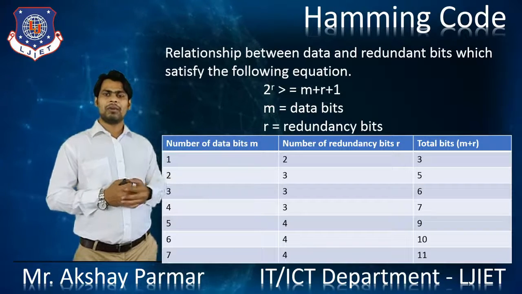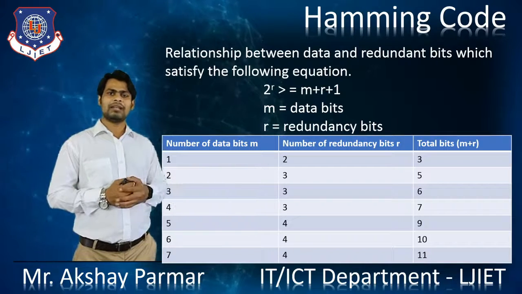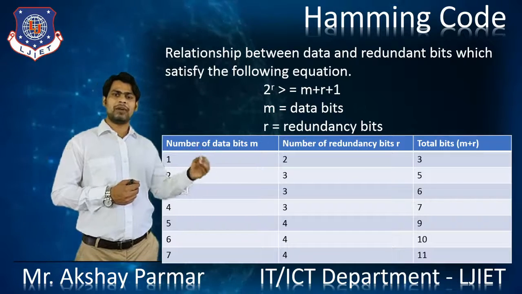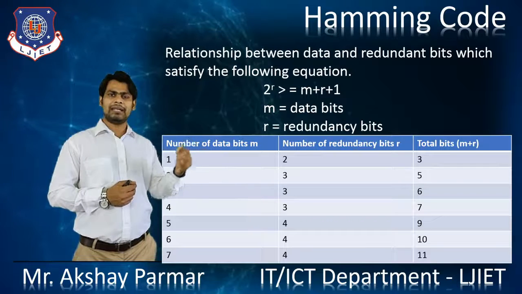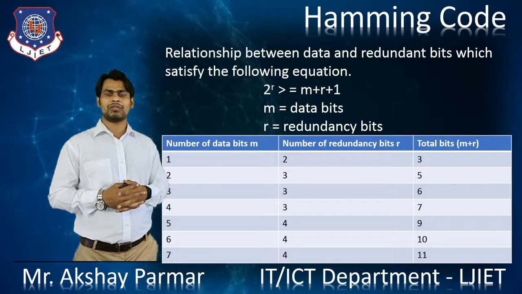After that, the number of data bits is 2, and we can select the redundant bits as 3. So 2 plus 3 is equal to 5, 5 plus 1 is equal to 6. So 2 raised to 3 is equal to 8, right? So we can see that it is satisfying this equation.